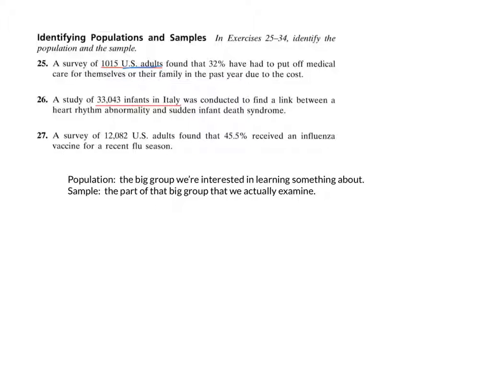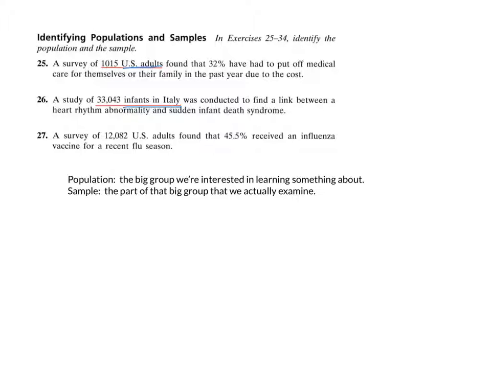So now when we want to find the population, we've got to think about, okay, that's a smaller part of what bigger group? Well, this is some infants, not just from anywhere, infants specifically in Italy. So our population would be all infants in Italy.